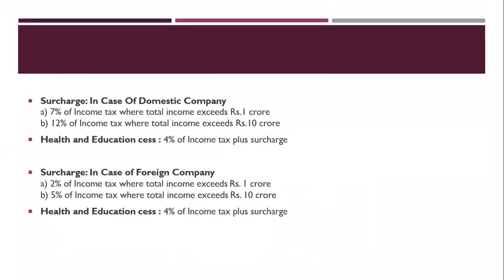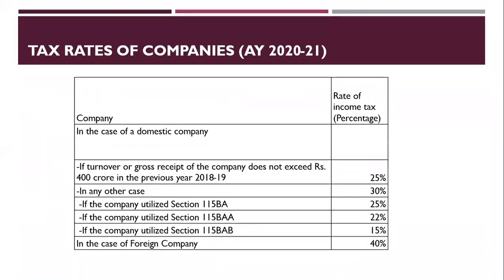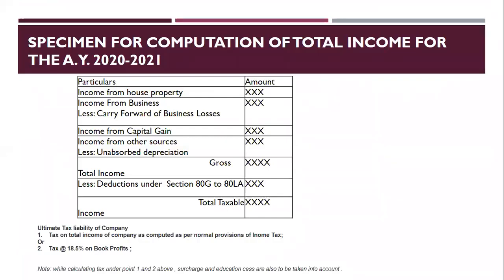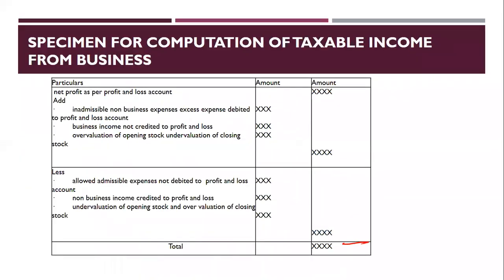So for a company, what are the sources of income they will have? They will have only 4 heads of income. What are the 4 heads of income? Income from house property, income from business, income from capital gain, and income from other sources. Only 4 heads of income. So these heads of income will be considered, and they will be liable to pay the tax. For companies, the main head of income is income from business. That is what we have to see.